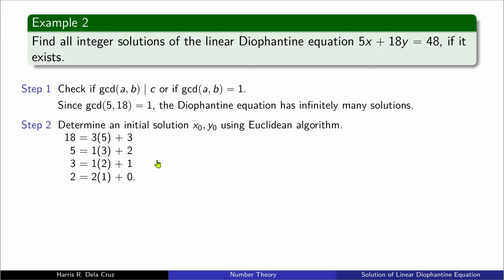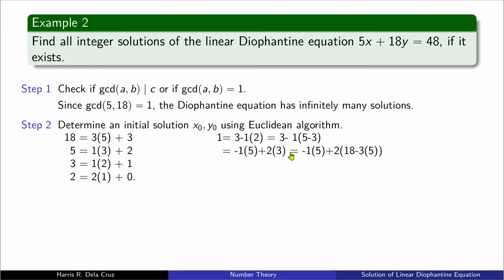So we work our way from the bottom equation with non-zero remainder and then go up. Starting with 1 equals 3 minus 1 times 2, we get the value of 2 from the second equation. So the second equation gives 2 equals 5 minus 1 times 3. So that's 3 minus 1 times (5 minus 3). Distributing negative 1, we have 3 minus 5 plus 3. So that gives us negative 1 times 5 plus 2 times 3.